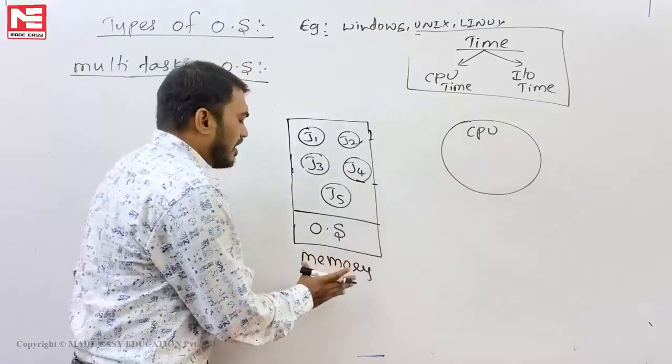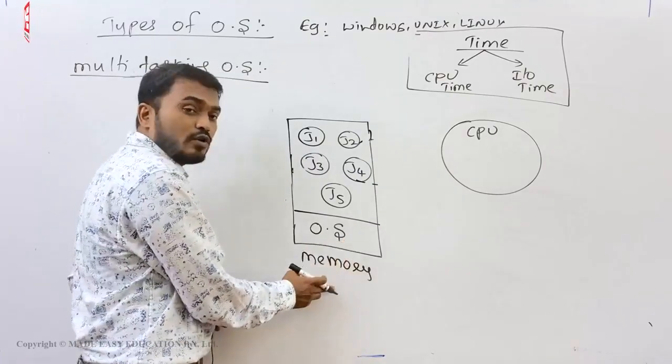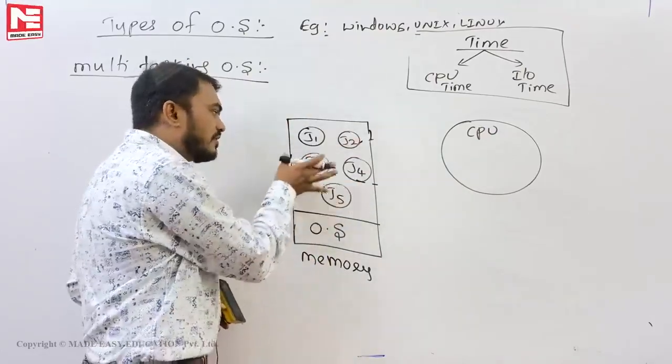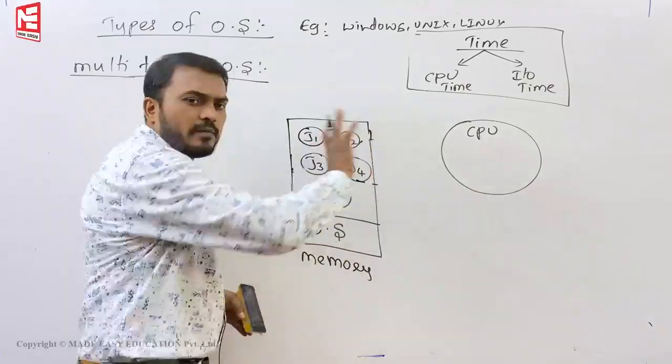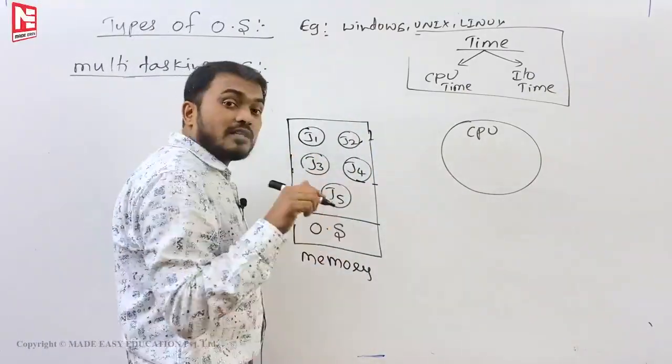Let's say you are having memory here. We are having the operating system loaded into the memory, right? I am talking about main memory. Already I told you the multiple individual jobs are loaded here. Now, the responsibility of the operating system is to schedule the job onto the CPU. Now what happens here is, jobs will be executed in the time sharing mode.